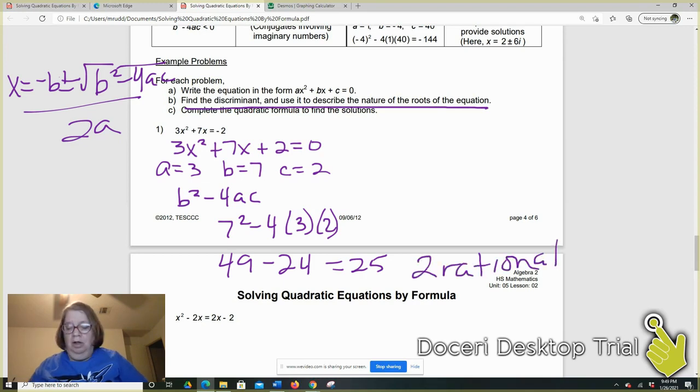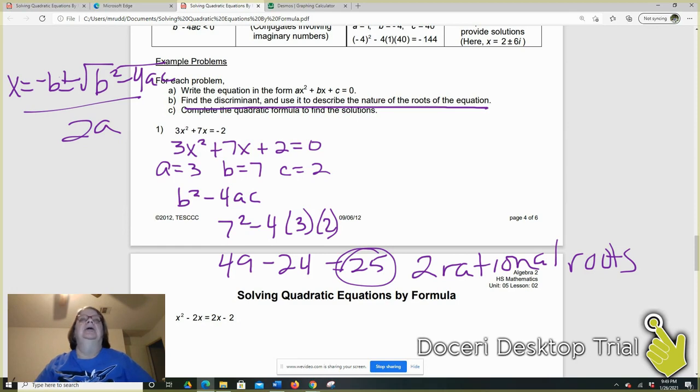They might be whole numbers, they might be decimals, they might be fractions, they might be positive, they might be negative, but nothing under the square root sign and no i, if this discriminant is positive and a perfect square. All right, so we wrote the equation, we found the discriminant, now we're going to complete the formula. X equals negative B plus or minus the square root of B squared minus 4AC over 2A.